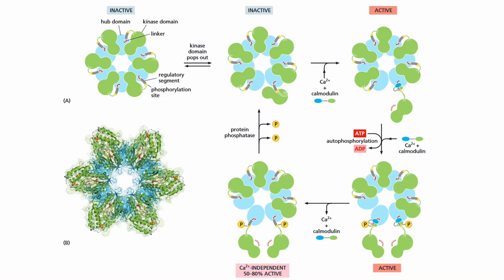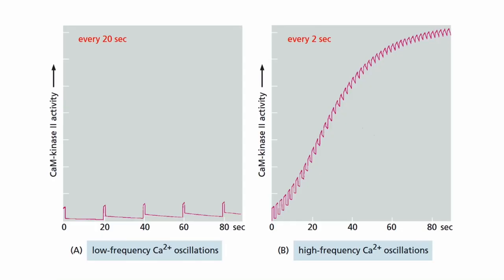At low frequencies of calcium spikes, the enzyme becomes inactive after each spike, as the autophosphorylation induced by calcium calmodulin binding does not maintain the enzyme's activity long enough for the enzyme to remain active until the next calcium spike arrives. And as you can see in B, at higher spike frequencies, the enzyme fails to inactivate completely between calcium spikes, so its activity ratchets up with each spike.